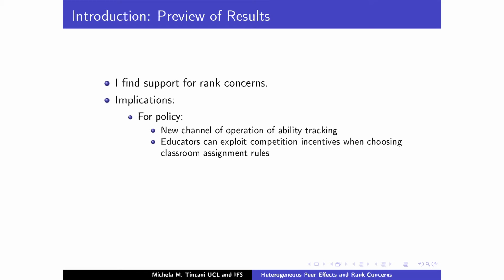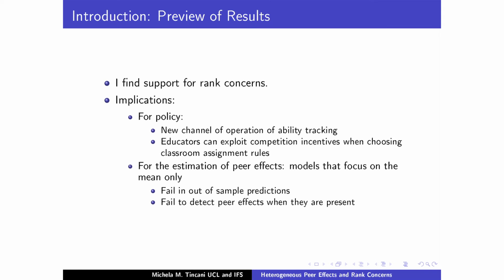If it is true that there are rank concerns and that is one of the channels through which peer effects are generated, then that means that educators can exploit these incentives. It means that if you reallocate students across classrooms, you're going to generate incentives that you can try to exploit as a social planner. There are also implications for the estimation of peer effects.